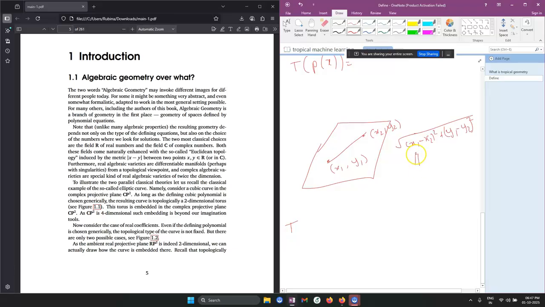Now this is the distance formula, more generally known as the Euclidean metric.